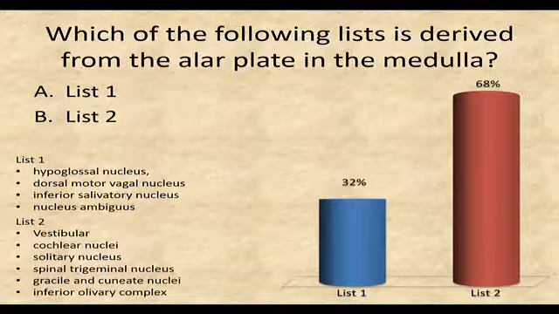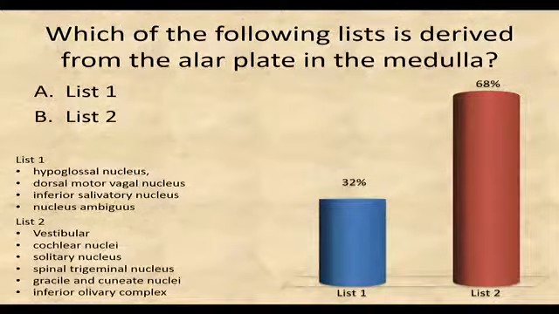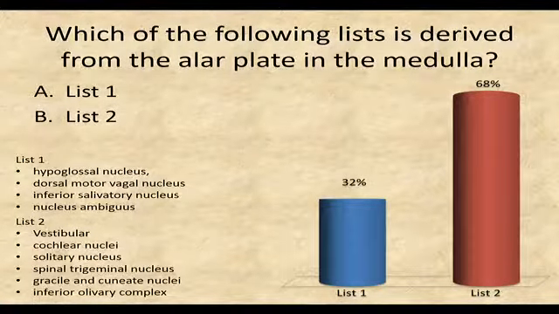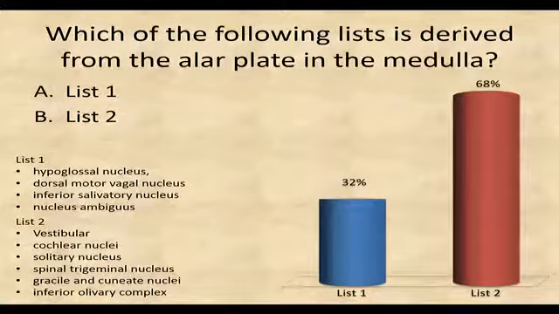Okay, so most people put list 2, but a significant amount of people put list 1. Alar plate. What's alar plate? Sensory. Okay, sensory. We don't know what some of these are, but what does the hypoglossal nucleus do? What does it do? I heard someone say it. Moves the tongue. Motor to skeletal muscles of the tongue. You're done, right? That's motor. List 1's motor. List 2 is sensory. So list 2 should be right.